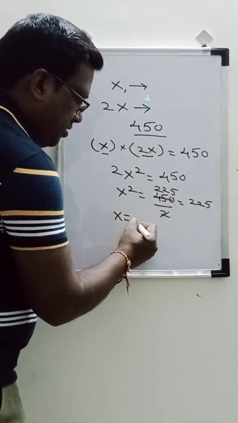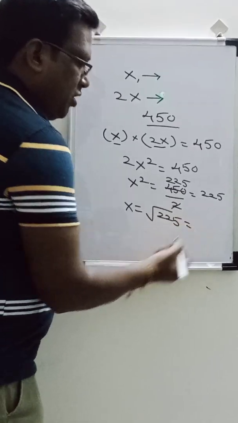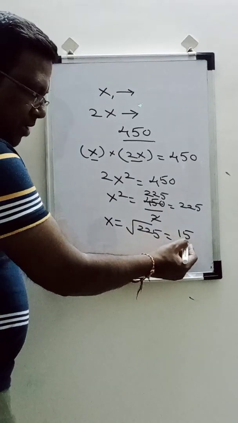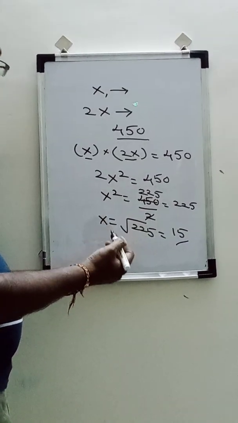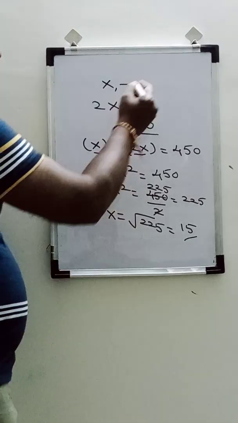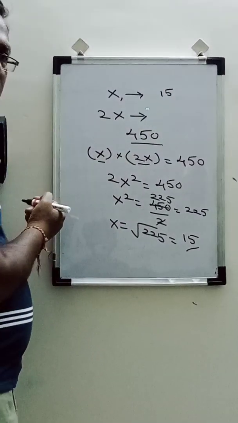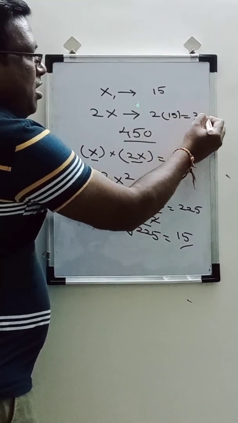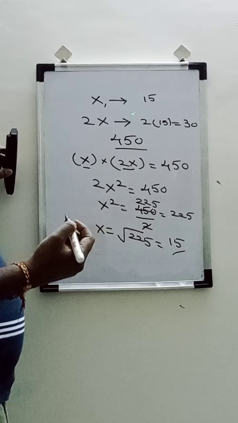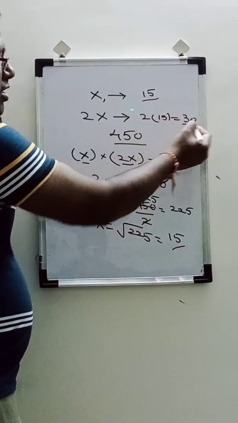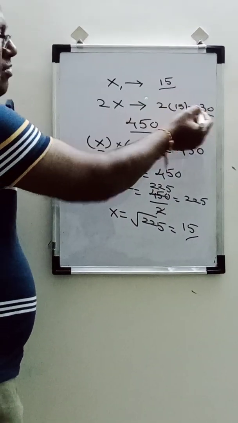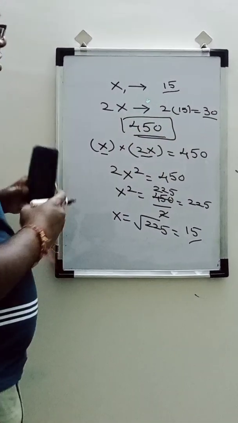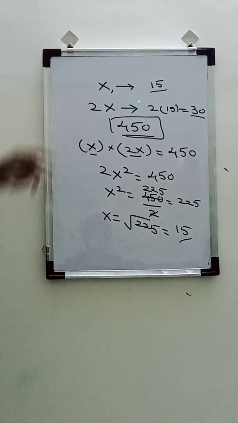Then x is root of 225. Root of 225 is 15. Why 15? Because when we multiply 15 and 15, we get 225. So the x value is 15. And the value of 2x is 2 into 15, which is 30. Now we need to verify whether our answer is correct. When you multiply 15 and 30, you get 450, because 15 times 3 is 45, and the leftover value is 0. So our answer is correct. The first number is 15 and the second number is 30.